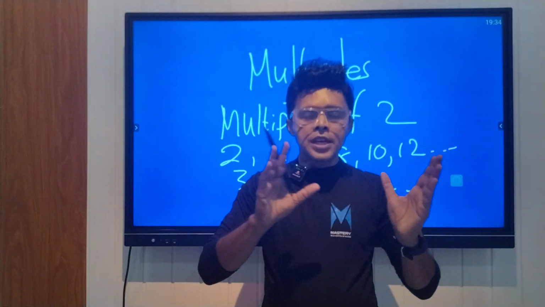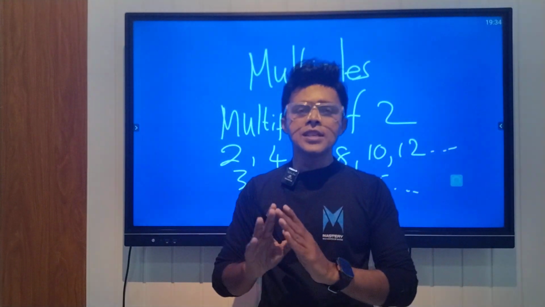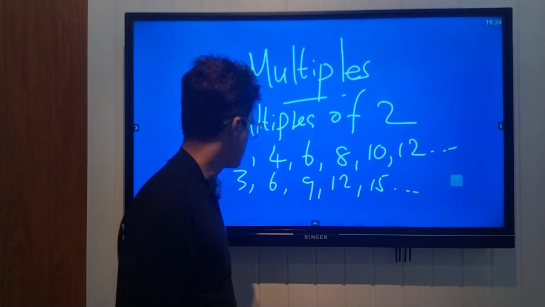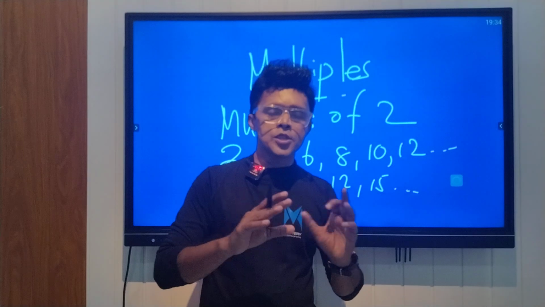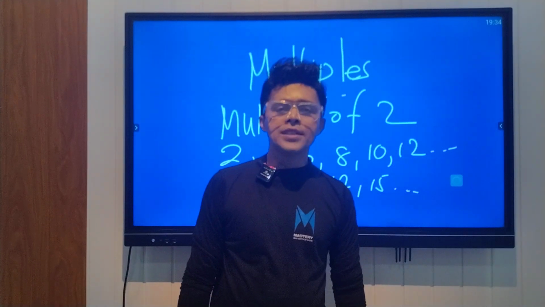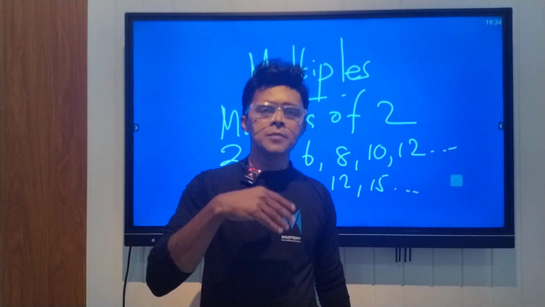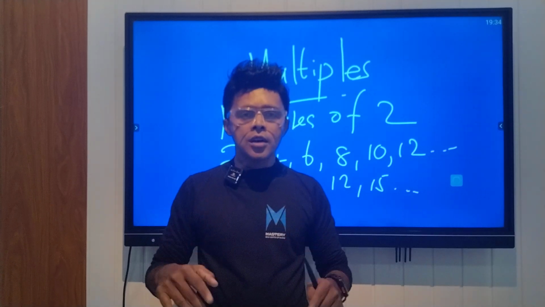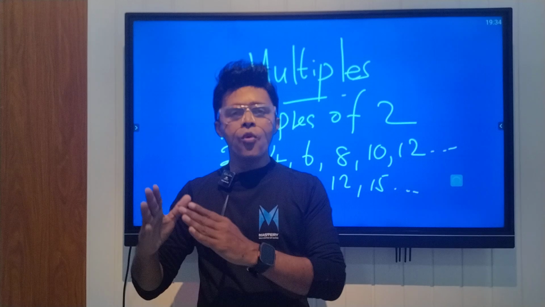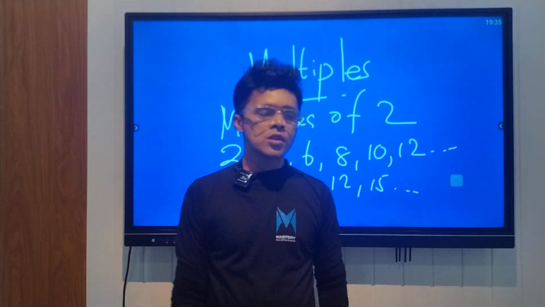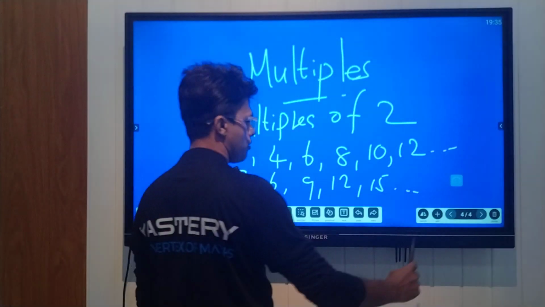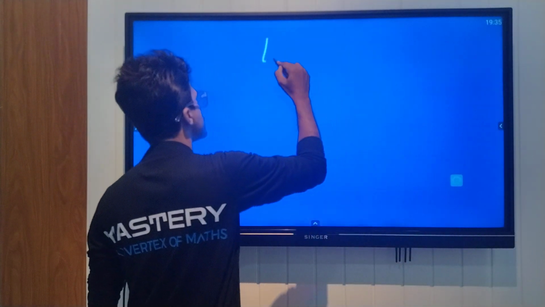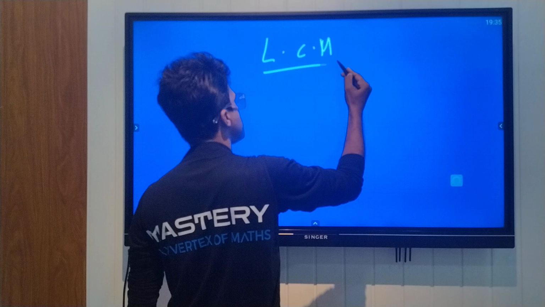In order to learn about the LCM or least common multiple, you have to know about multiples. Multiples of 2, multiples of 3, multiples of 4. What are the multiples of 4? 4, 8, 12, 16, 20, 24, 28, 32 and so on. So you have got an idea about multiples. Here we are going to learn about least common multiple.